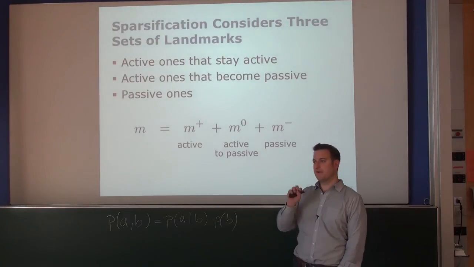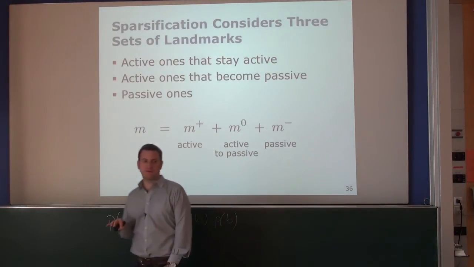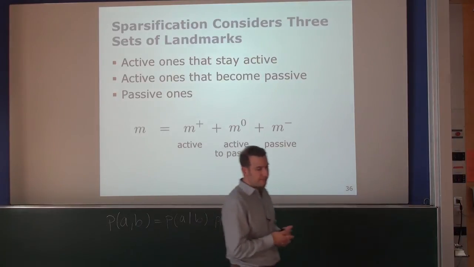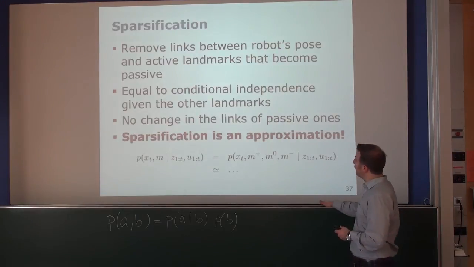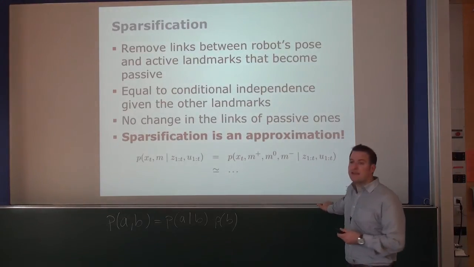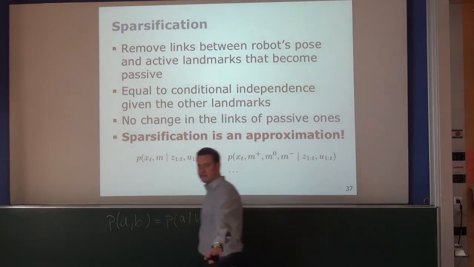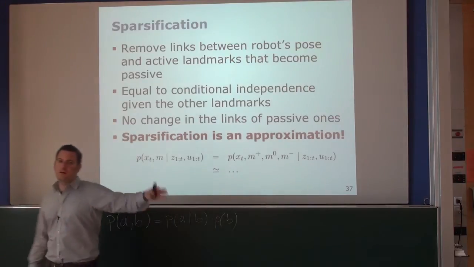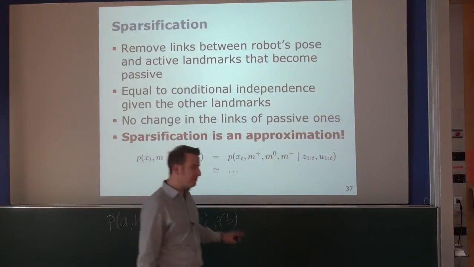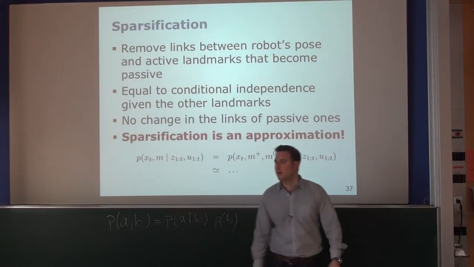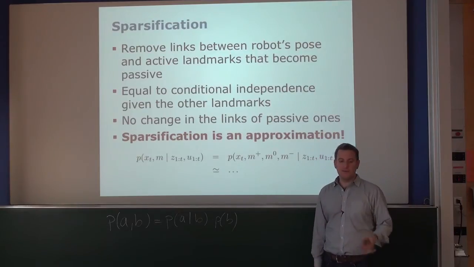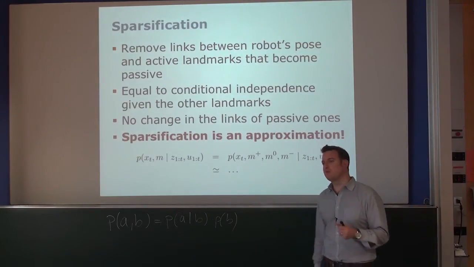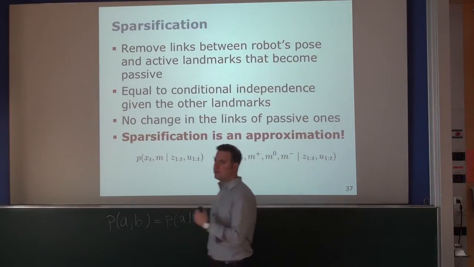Okay? So these are kind of the three quantities which are important now for our sparsification. So we said we want to remove the direct links between the robot's pose and the active landmarks which become passive. All landmarks which are active and stay active, we don't have to do anything. All landmarks which are passive before and stay passive, we don't have to do anything. And we only have to, in the sparsification step, remove the direct links of those landmarks which are active but now turn into passive ones.